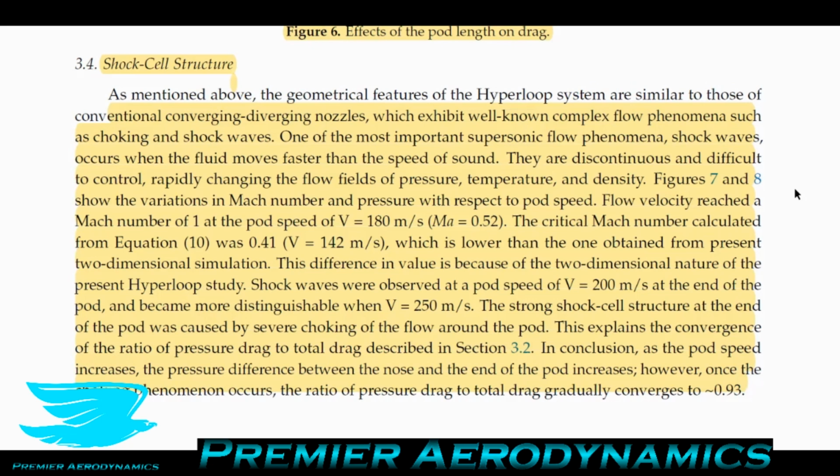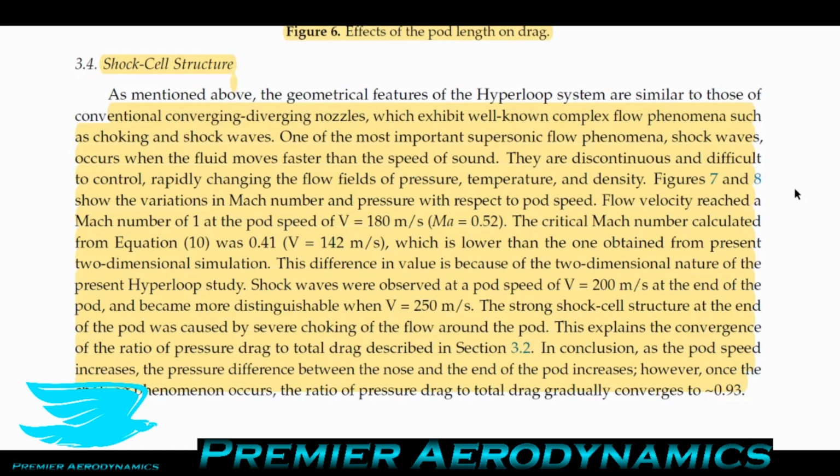This is good because the higher the Mach number goes, the faster you can go without incurring this shock wave and the associated drag penalty. This difference in value is because of the two-dimensional nature of the present Hyperloop study. Shock waves were observed at a pod speed of 200 meters per second at the end of the pod and became more distinguishable when the velocity increased to 250 meters per second.